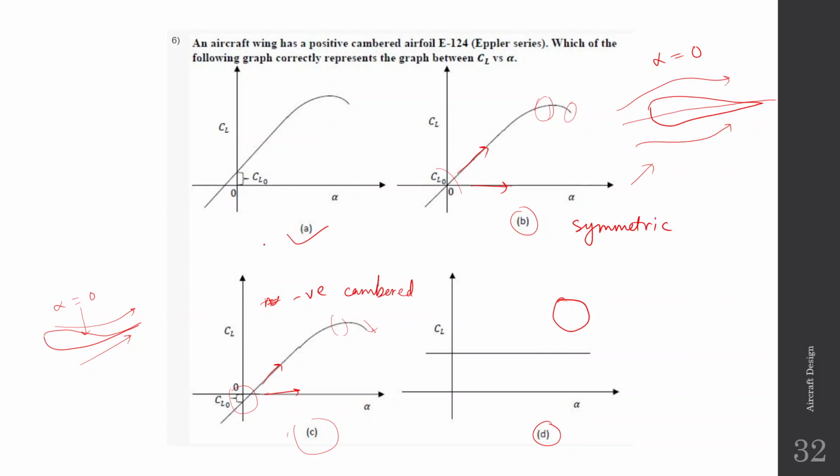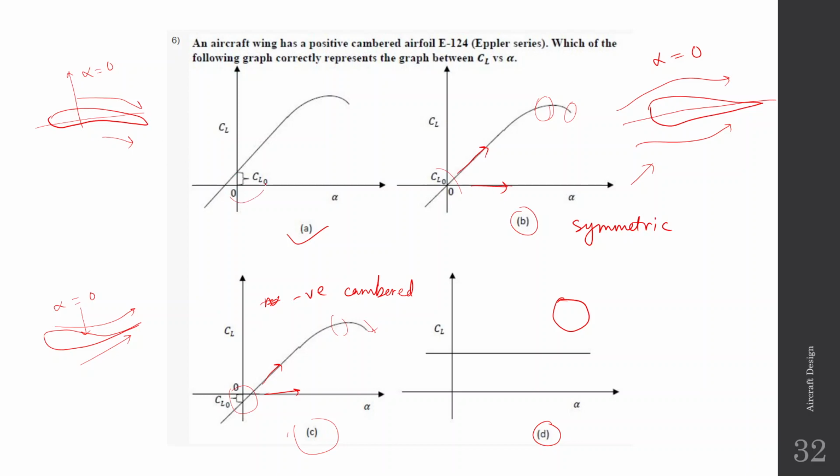And finally the A graph, this is the graph of a positively cambered airfoil. So a positively cambered airfoil has a slight bend downwards towards the end, because of which the air goes downwards towards the end. So even at zero angle of attack, this produces a lift.